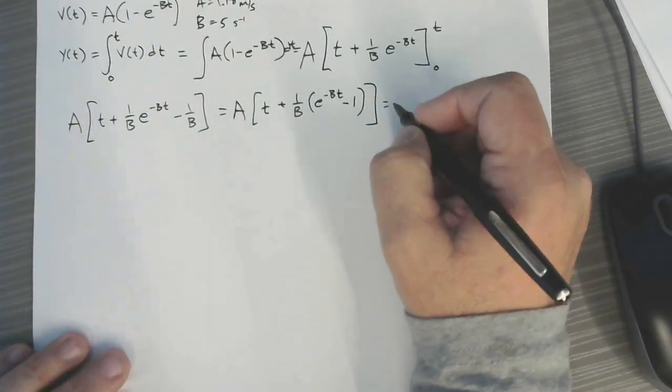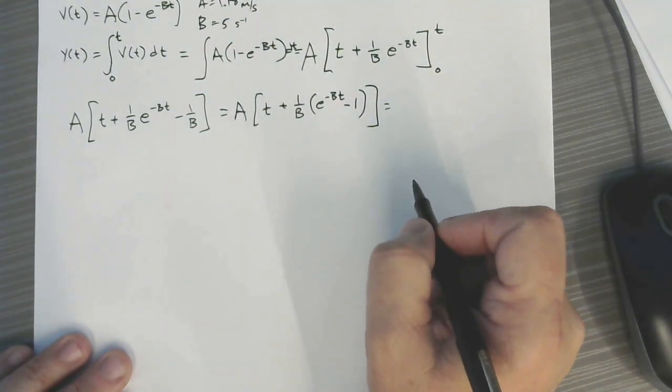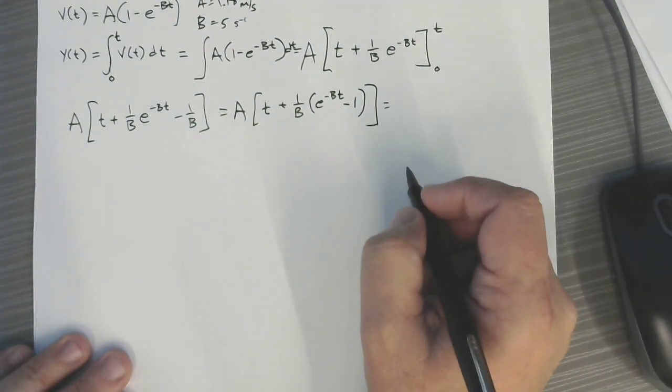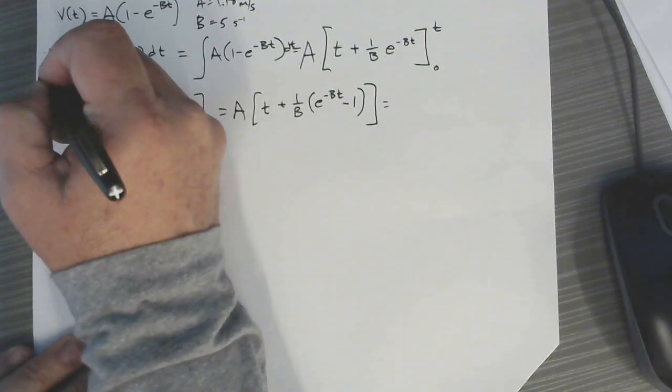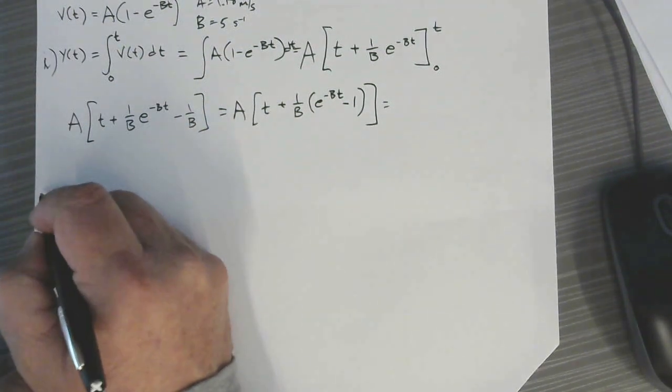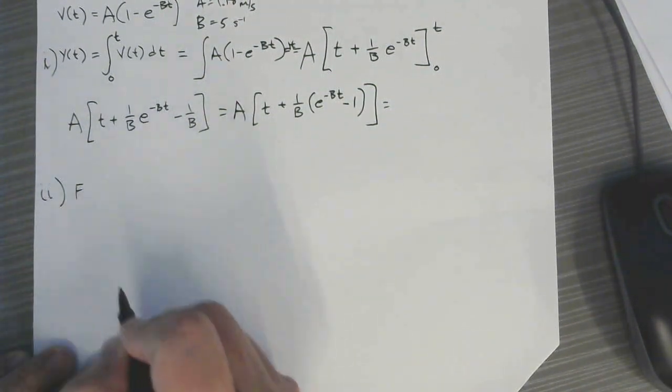They would also give you credit if you put the numbers in these various places, which would be acceptable, but I'm not going to do it. That's part I, I believe, for this thing. And now we need part II. And part II wants us to find the force.